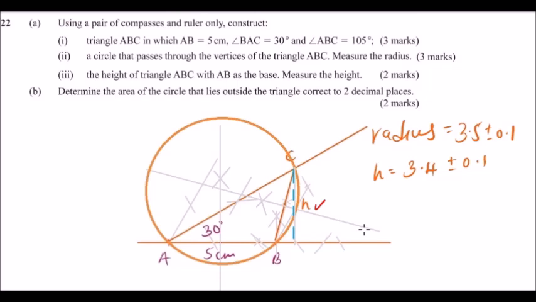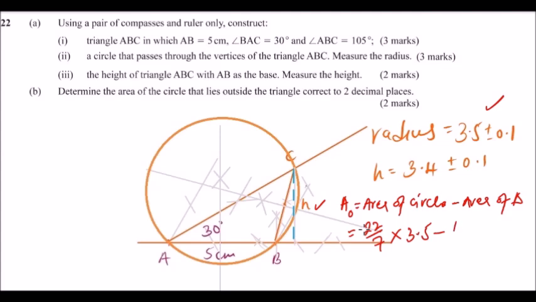Part B, determine the area of the circle that lies outside the area of the triangle, correct to 2 decimal places. So the area of the circle that is outside the triangle, we can say area outside is equal to area of circle minus area of triangle ABC. Since we have the radius of the circle, area is equal to pi r squared, 22/7 multiplied by 3.5 squared, then you minus a half multiplied by base, which is 5, and the height, which is 3.4.